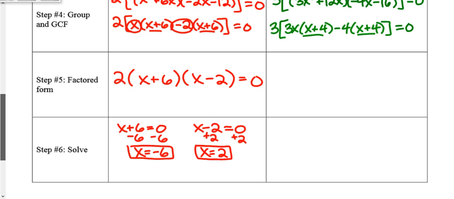So now we're going to write our factored form. So we have that greatest common factor of 3. X plus 4 was the factor that was the same. The other one comes from your GCFs, 3x minus 4.